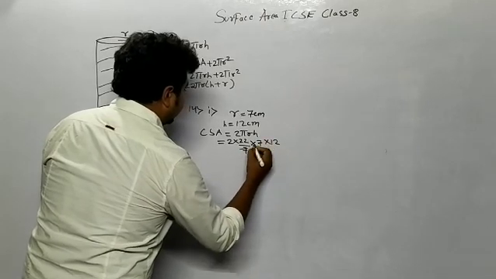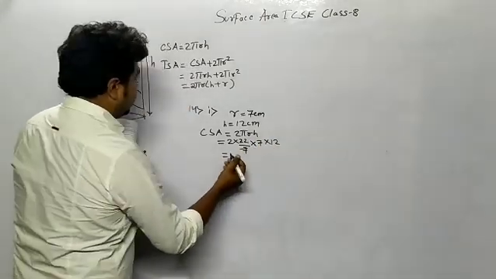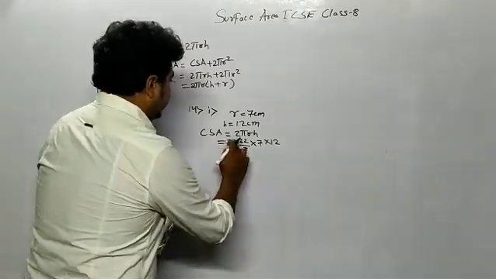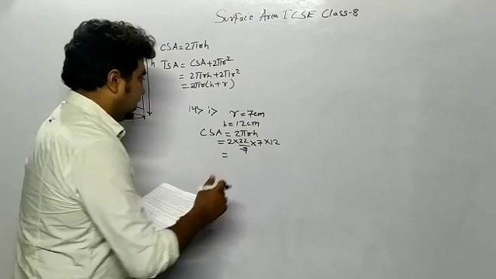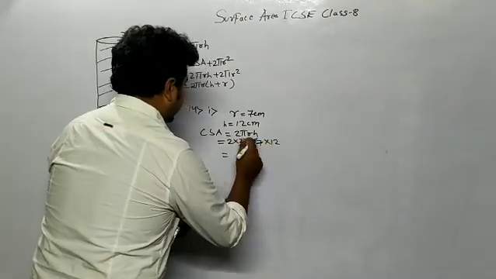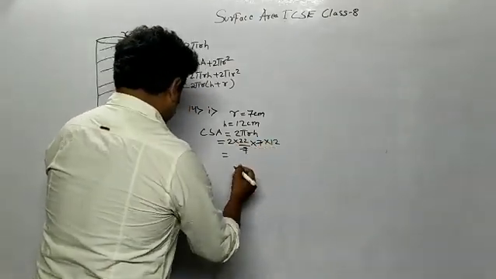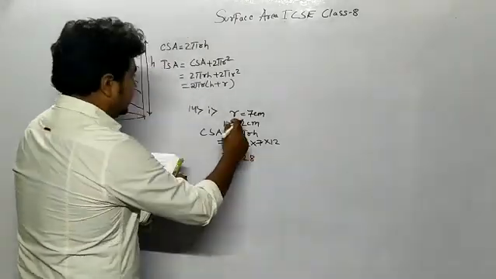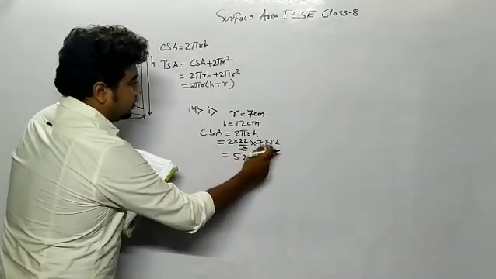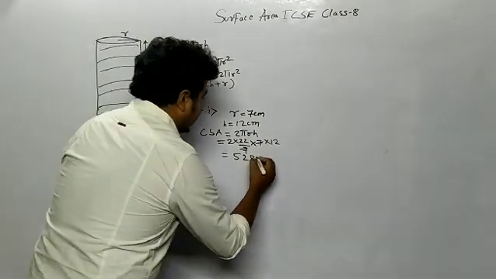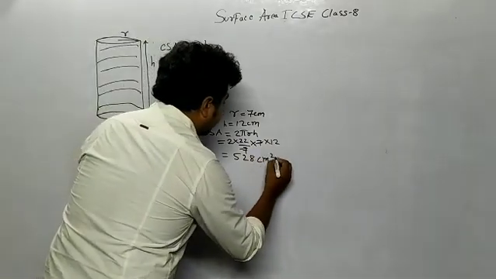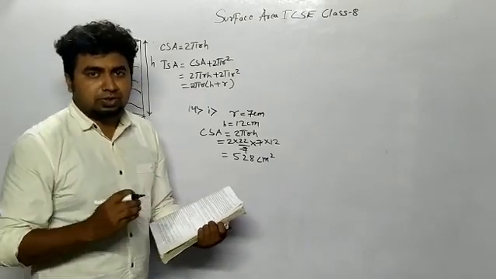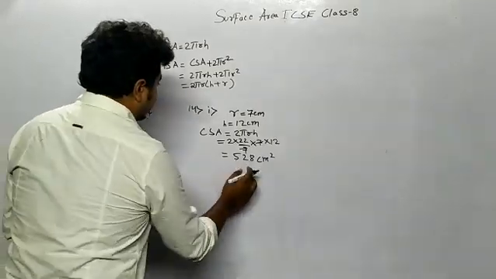7 and 7 will be cancelled, so we get 22. 22 into 2 is 44. 44 into 12 is 528. And what is the unit here? Centimeter into centimeter is centimeter square. The area unit will be either centimeter square or meter square, depending on which quantity you use. So this is the curved surface area.